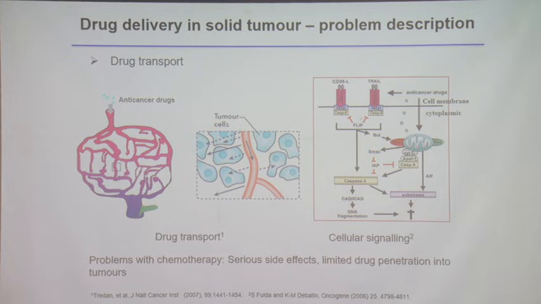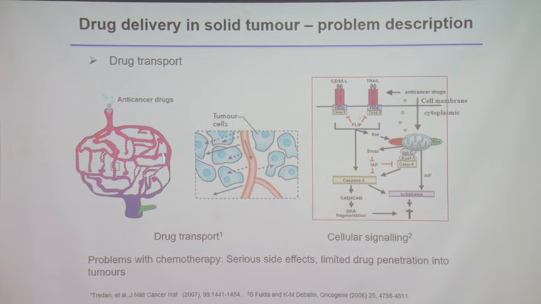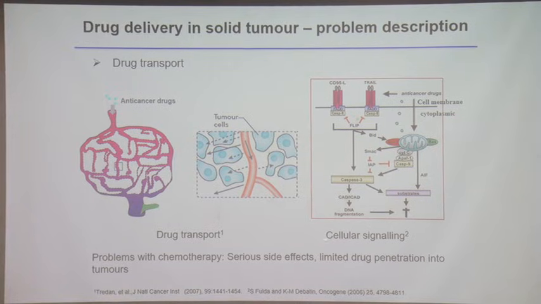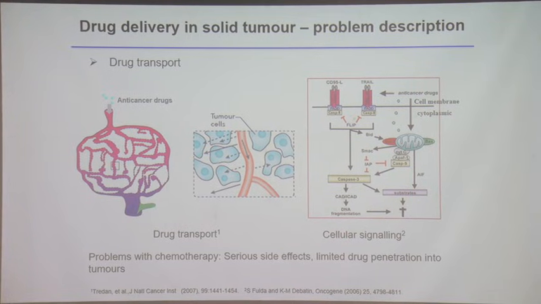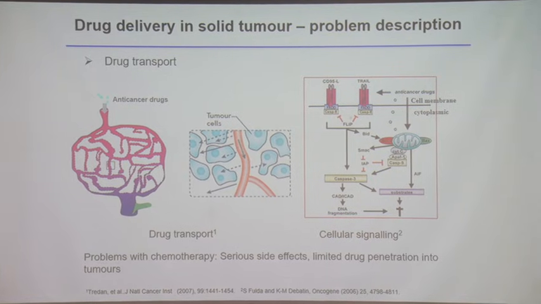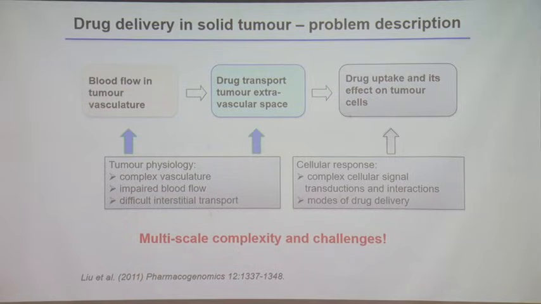When they reach the tumor cells, there are different ways to model that, and the most accurate way to model the effect of drug on tumor cells is to understand it through the cellular signaling pathways. So this is the problem description.